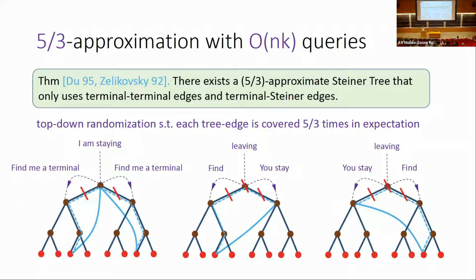Basically, in the end, we want to count how many times an edge is covered. And we will eventually show that it is 5/3 in expectation. So this is one illustration of one step. Basically, the root makes a decision and passes along some terminal finding tasks to one or two of its children and downwards. And what we really can show is that via a delicate top-down randomization process, we can ensure that every tree edge is covered 5/3 times in expectation eventually, after we handle this process at all vertices.